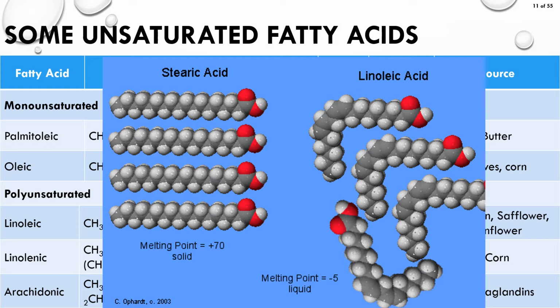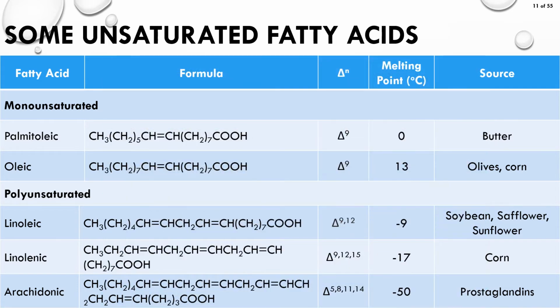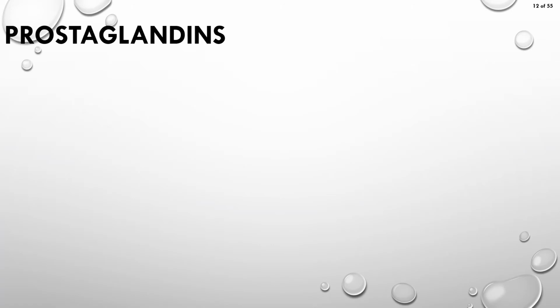As a result, the melting points are much lower for unsaturated fatty acids. Okay, so we mentioned prostaglandins in the previous slide. Prostaglandins were first discovered and isolated from human semen in the 1930s by Ulf von Euler of Sweden. Thinking they had come from the prostate gland, he named them prostaglandins. It has since been determined that they exist and are synthesized in virtually every cell of the body.